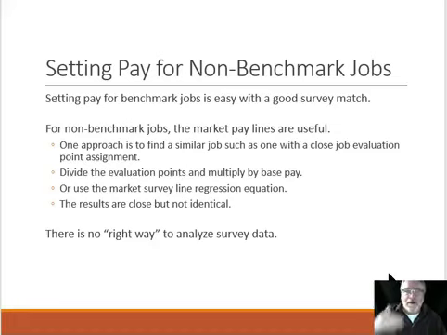So there are some very good methods for us to use both for job evaluation and for salary surveys. But the final decisions of how to use that data are typically done within the organization, and there isn't just one perfect way of doing it.